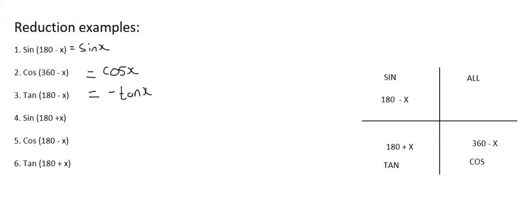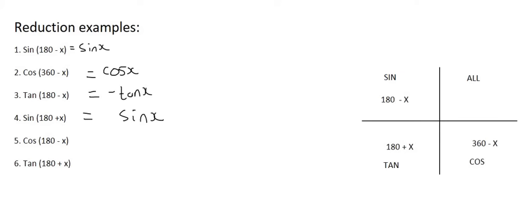Number 4 is the sin of 180 plus x. So 180 plus x is on the CAST diagram. So we can say sin x. And then sin is not positive in that quadrant. Only tan is positive in that quadrant. And so the answer is negative sin x.